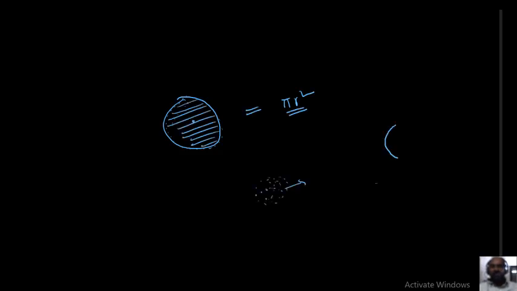Students listen, this is the circular region. A secant is taken. This secant divides the circular region into two parts. Each part is called a segment. If this secant doesn't pass through the center, we get two segments. One is called the minor segment, another is called the major segment. The segment containing the center is called the major segment. The segment not containing the center is called the minor segment. In my diagram, this is the minor segment, this is the major segment.